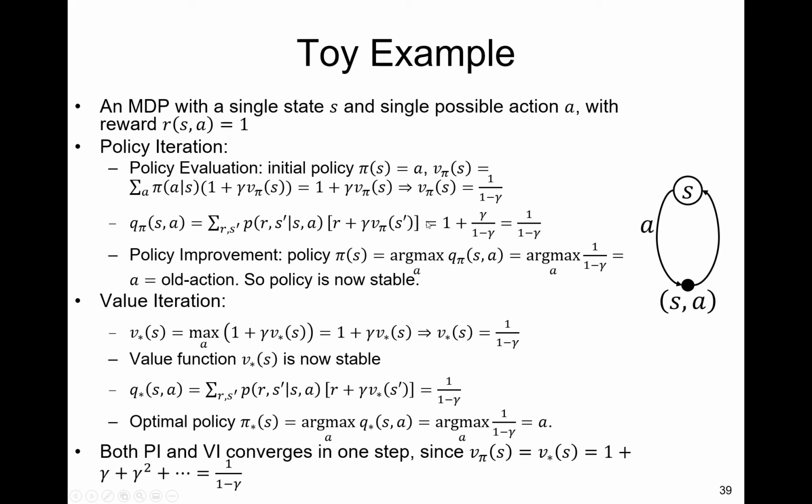So you get the q pi from the v pi, and then you do the policy improvement by taking an argmax over A. The argmax of a constant means that any action is an optimal action. The q pi is not actually a function of A. So trivially, you get the action A is the new optimal action, which is equal to the old action. So the policy is now stable. The policy iteration has converged in one step.